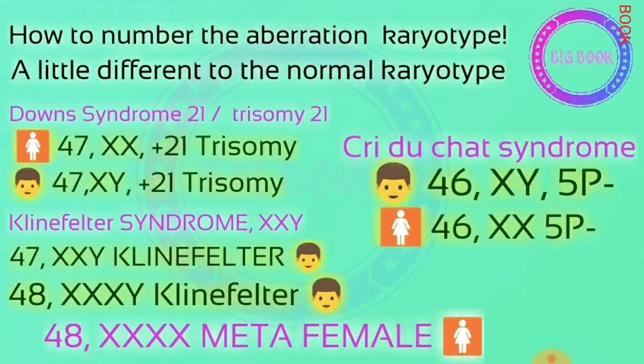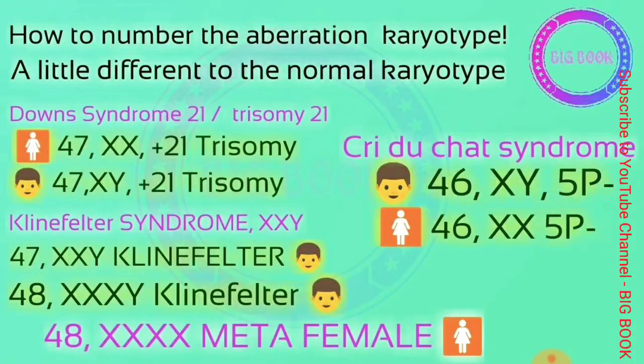Coming to the next slide, how to write the aberrant karyotype, a little different from the normal karyotype. Now here, if you consider, there is Down syndrome, trisomy 21, there is Klinefelter syndrome 47 XXY, 48 XXXY Klinefelter syndrome, and 49 XXXXY Klinefelter syndrome, which is not mentioned here.